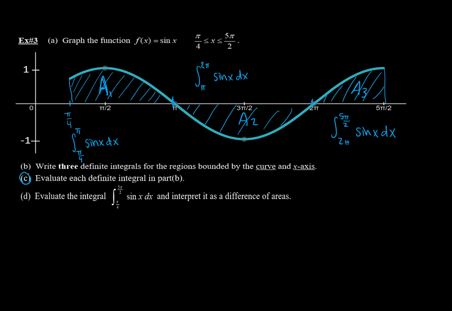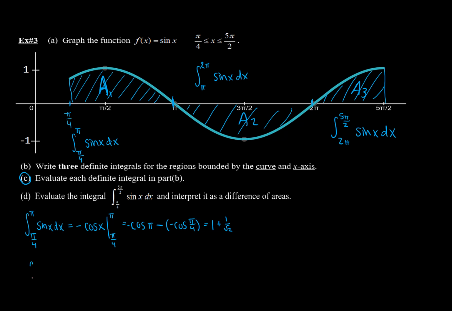All right, now they want us to evaluate each one. So I'm just going to write out the integral from pi over 4 to pi of sine of x dx. Let's remember that the integral of sine, you're asking what's the function whose derivative gives me a positive sine? Well, that's the negative cosine. And this is from pi over 4 to pi, which would be the negative cosine of pi minus a negative cosine of pi over 4. And then that one gives us 1 plus 1 over root 2.